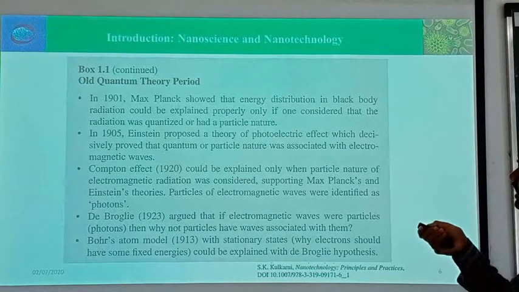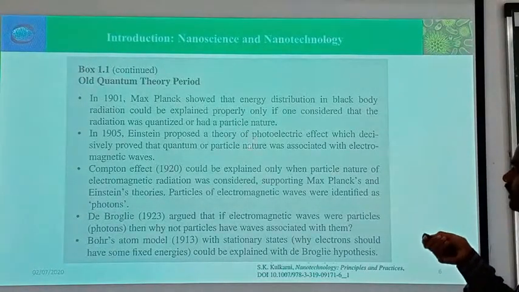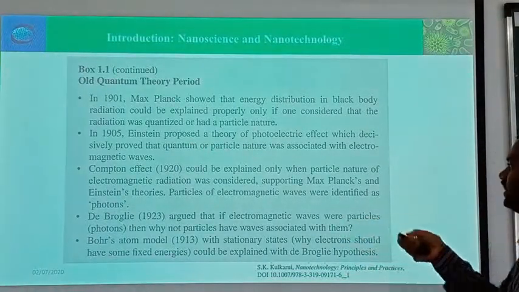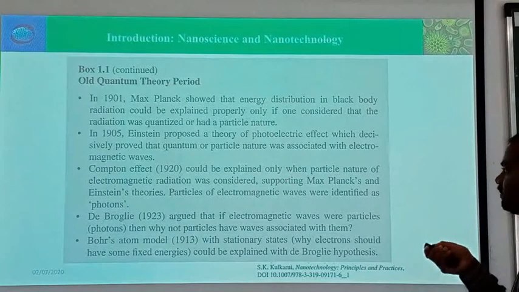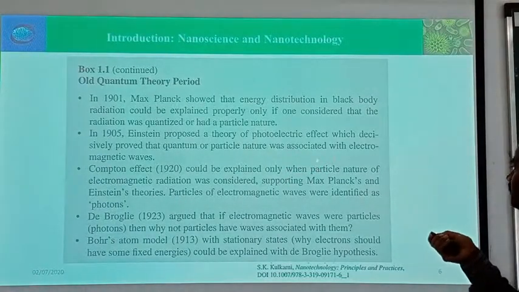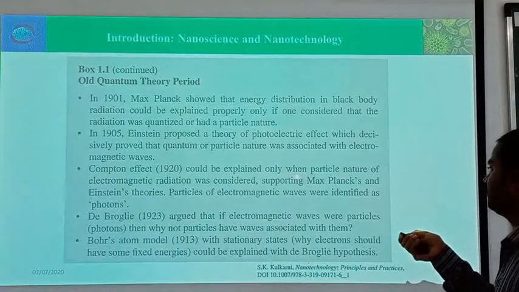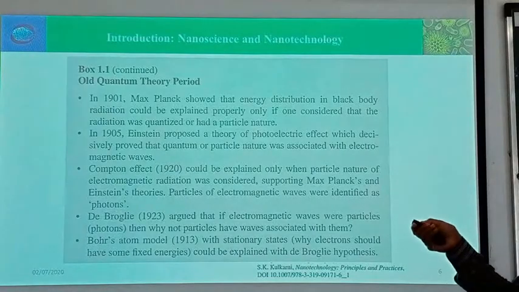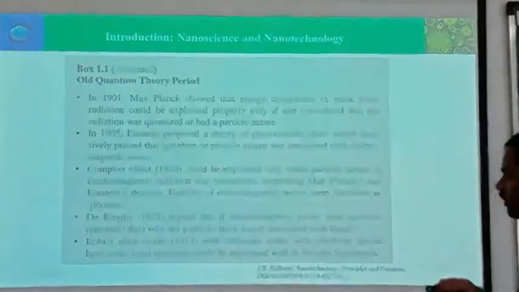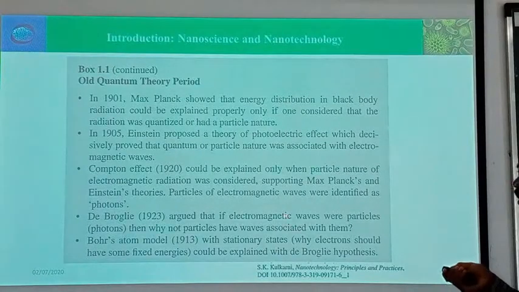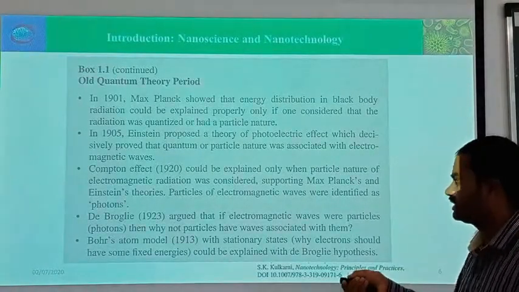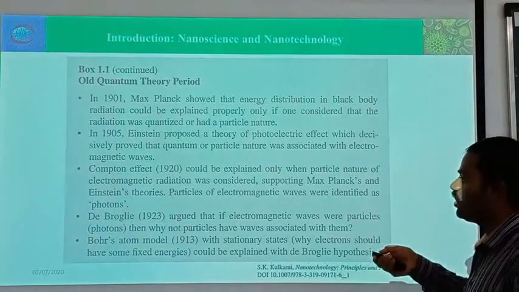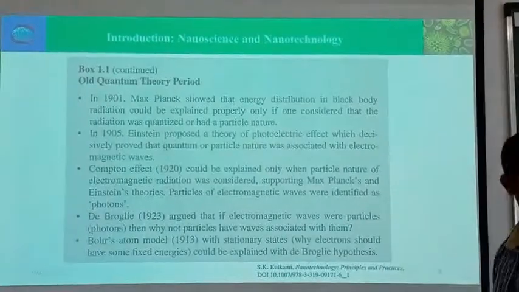Here Max Planck and Einstein gave the description, proof or evidence that these waves possess quantum or particle nature. So this quantum effect is explained by the particle nature of electromagnetic radiation, which supports both Einstein's as well as Planck's theory. Now de Broglie in 1923 argued that electromagnetic waves are particles, photons, and finite particles have waves associated with them. So here is the concept of wave-particle duality, which is given by de Broglie.